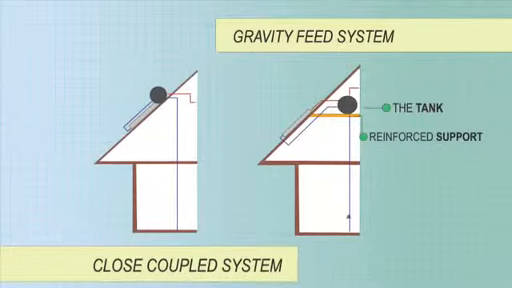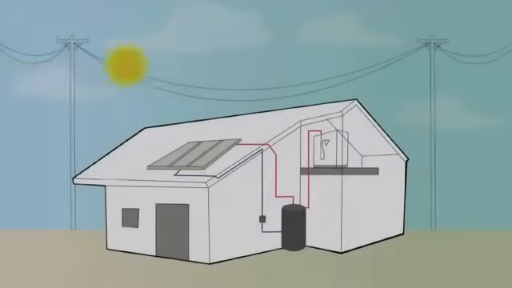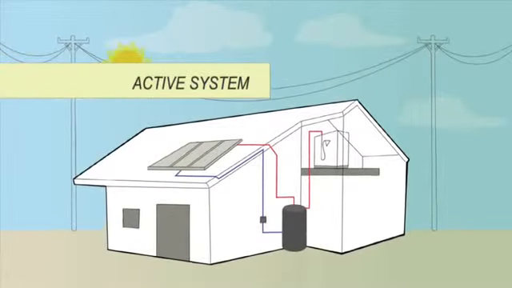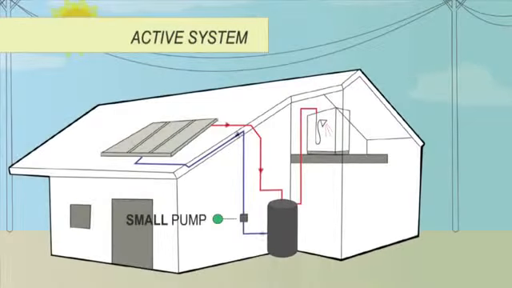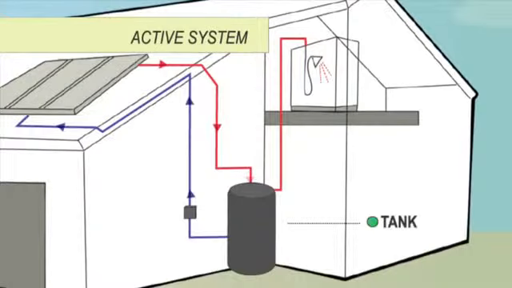With these systems, the roof support structures must be strong enough to handle weights of up to 800 kilograms. Active systems use a small pump to move water between the collectors and the tank. The location of the tank can be within the roof or on the ground.